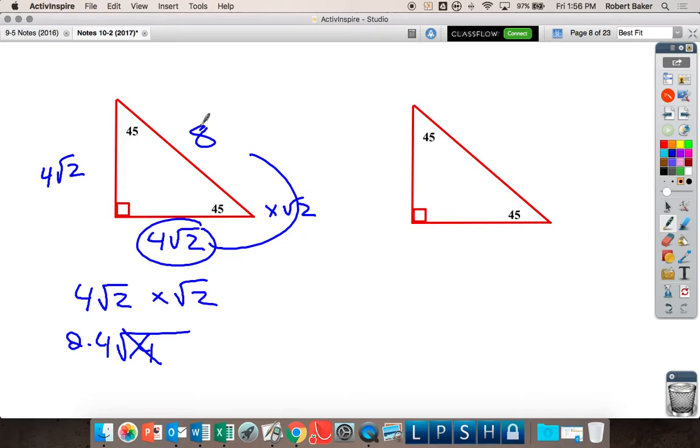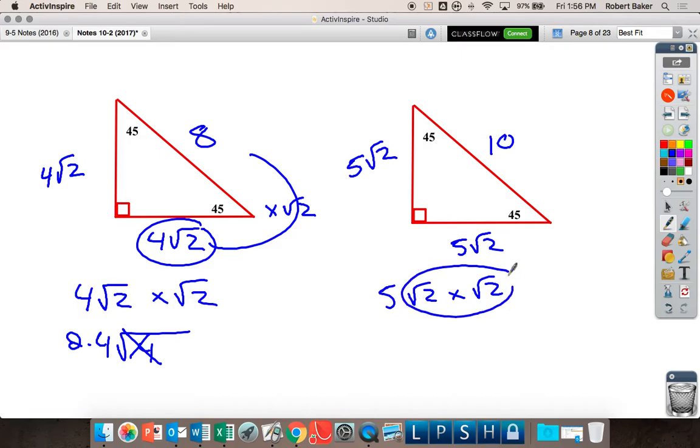Let's try it over here. What if this is 5 square roots of 2? How big is this piece going to be? 10. Because 5 times 2 is 10, right? We just did 5 square roots of 2 times the square root of 2. The square root of 2 times the square root of 2 is 2. 5 times 2 is 10.